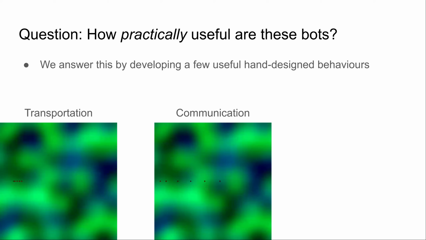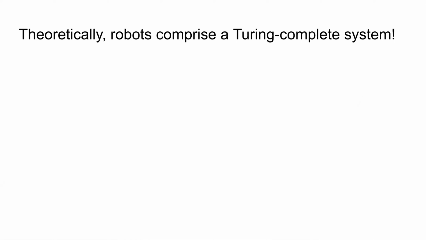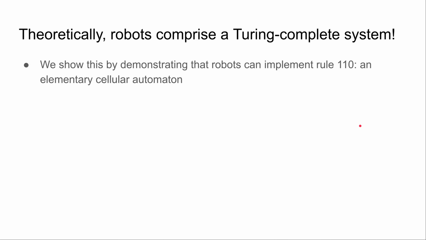So this is more in a practical sense, just showing that robots can actually create useful behaviors. On a more theoretical perspective, we actually show that these robots can comprise a Turing-complete computation system, effectively allowing them, in the infinite limit of lots of robots and lots of space, to compute any computable algorithm. So how we show this is we basically reduce our system to rule 110.